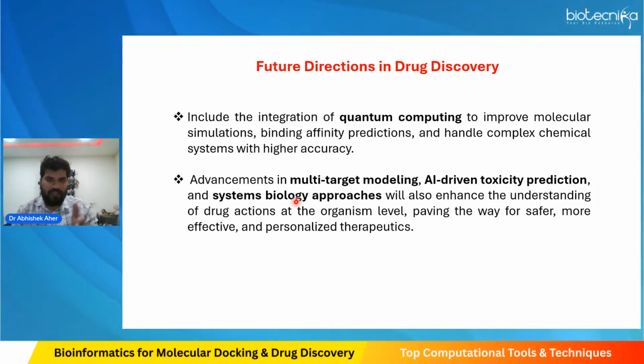Because of this thinking, the computer can solve different complex problems through quantum computing. So this is the new future happening in drug discovery. Mostly you can see industries starting to develop quantum computing in AI-based drug discovery. Advancement in multi-target modeling, AI-driven toxicity prediction and systems biology approaches will enhance the understanding of drug actions at the organism level, paving the way for safer, more effective and personalized therapeutics.